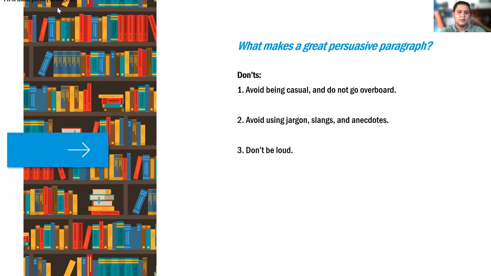As I said before, we need to use a good tone in which we explain the persuasive paragraph in the best way. For example, we have don't be loud. We can try to transmit the message in the best way that we can.